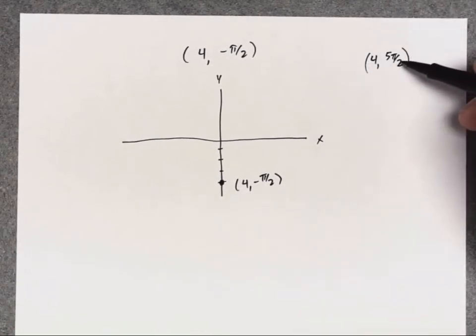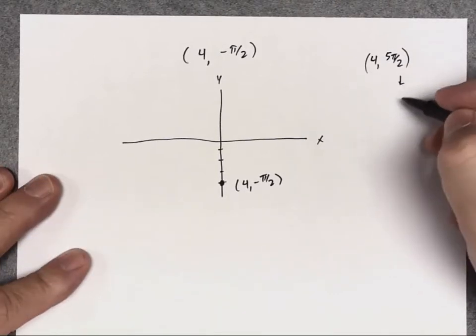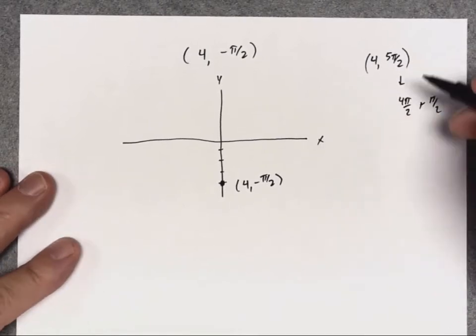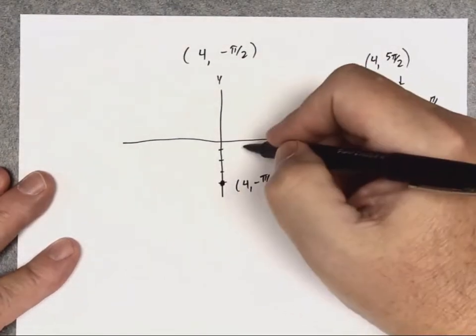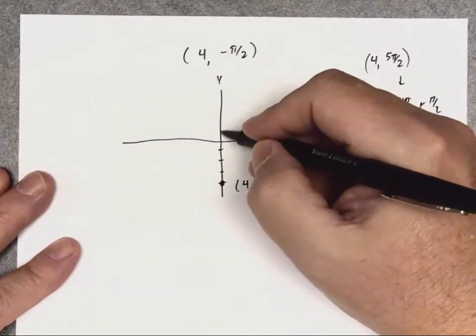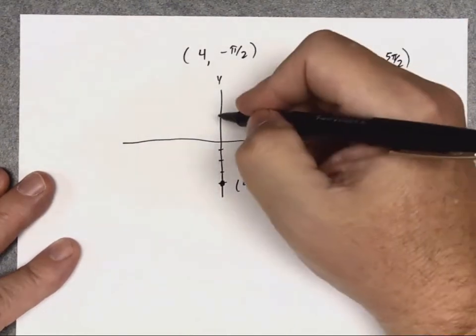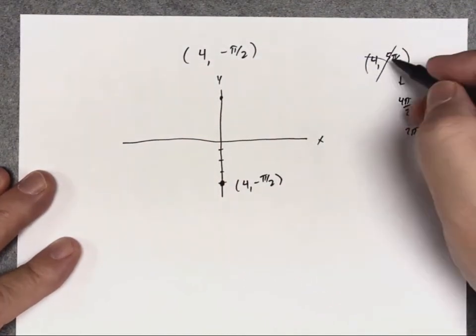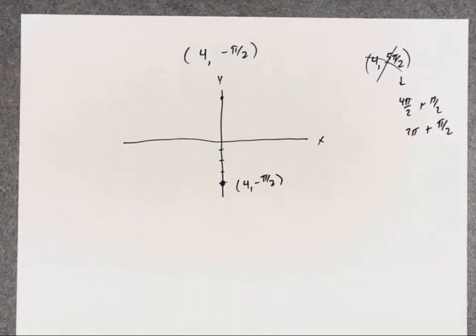So (4, 5 pi over 2). 5 pi over 2, I got to think about that. That's 4 pi over 2 plus pi over 2. So really, what this point is really is 2 pi plus pi over 2. So one trip around the unit circle, and then pi over 2. So right now I'm on the positive x-axis, and actually that point would end up here. So I can say, nope, that is not the same point as (4, negative pi over 2).